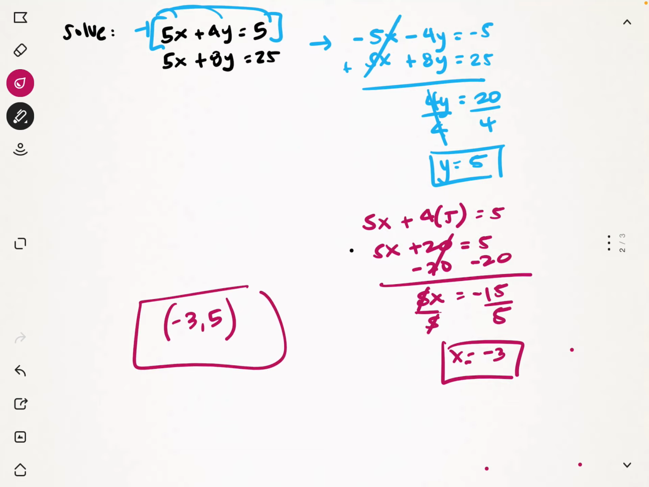If we find that we have the same term, 5x and 5x in this case, right? They're not opposites yet, but we can make them opposites easily. We're just going to multiply by a negative to make them opposites of each other. And then we'll go about solving just like we did before. Then we can eliminate, and then we can solve for one of the variables.